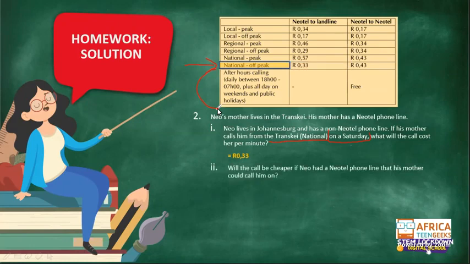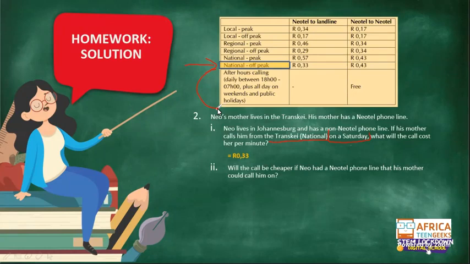Let's look at part 2 of the question. Will the call be cheaper if Neo had a Neotel phone line that his mother could call him on? Let's quickly see. What do you guys think? If Neo also had a NeoTel phone, would the call be cheaper? What do you guys think? It will. Why will it be cheaper? Sharon says no. Nkosipile says it will. Tiro says he is not sure.